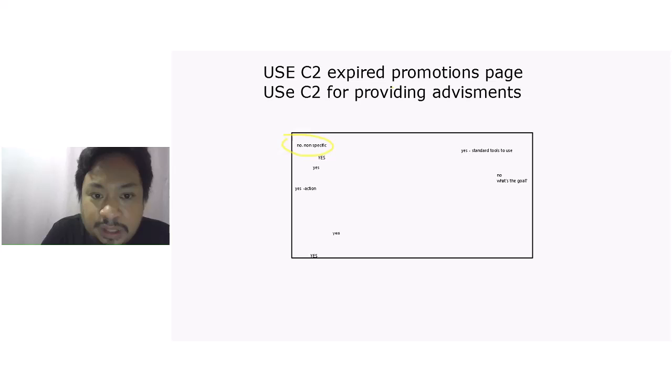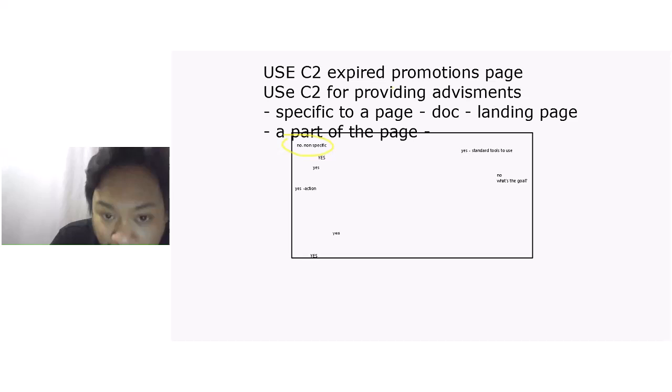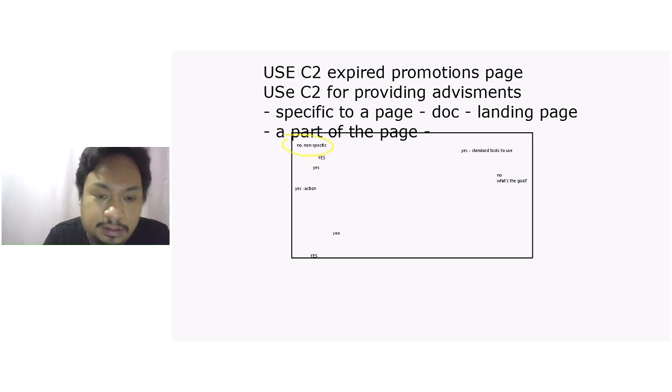So going back, when you say use C2, it can be as specific to a page, or a document, or a landing page, right? Or it can be a part of the page, like expectation, process, use C2 steps in processing account changes. Ayan.